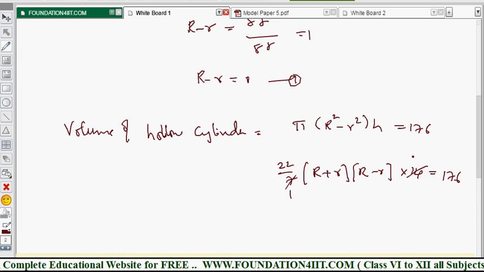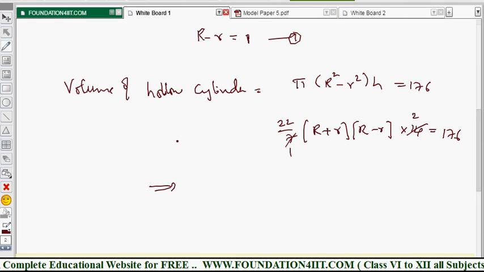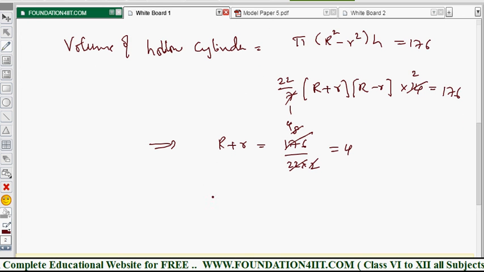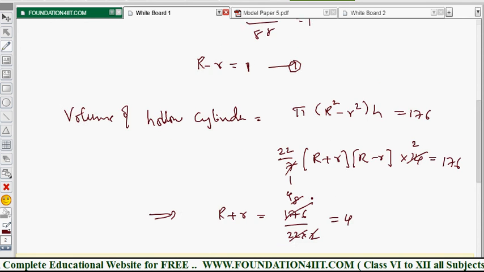The 7 ones are 7 and 2 twos are cancelled. Then capital R minus small r is 1 from equation 1, so in its place you substitute 1. Then the capital R plus small r value: 22 into 1 is 22. Taking the other side, 176 by 22 into 2, because capital R minus small r is 1, that is equal to 22 ones are 22, this is 8, and 2 fours are 8. So capital R plus small r is 4. This is the second equation, and capital R minus small r is 1.